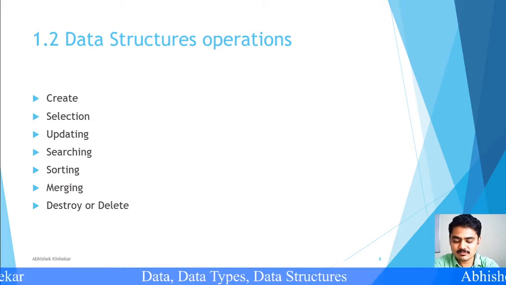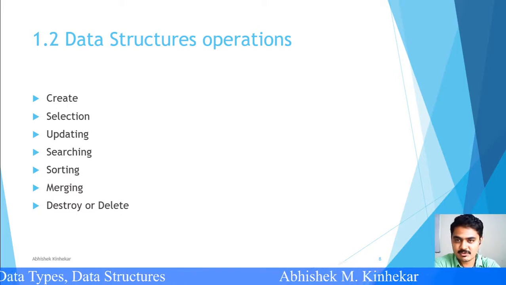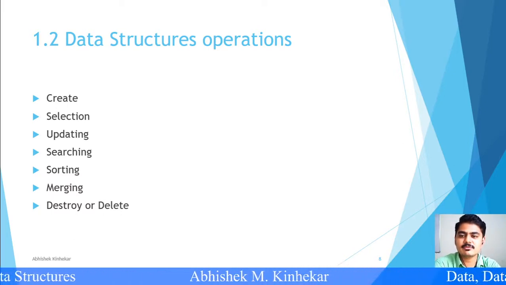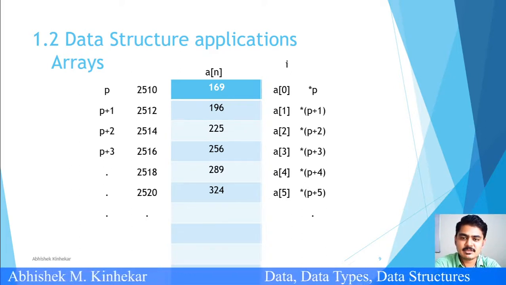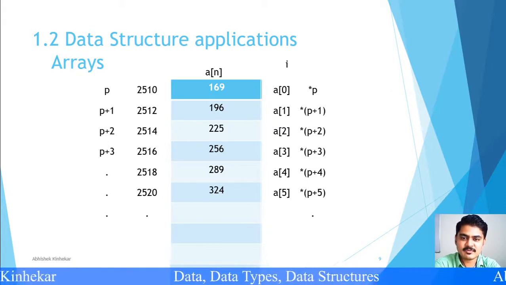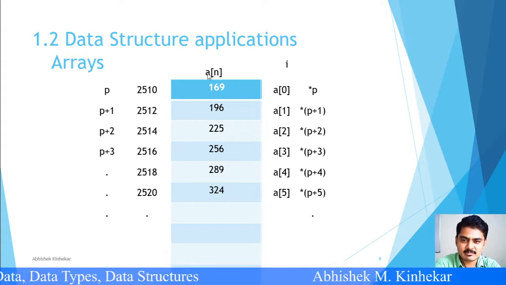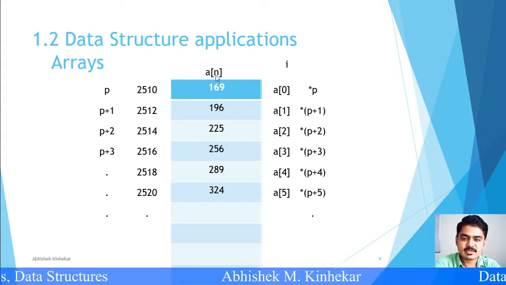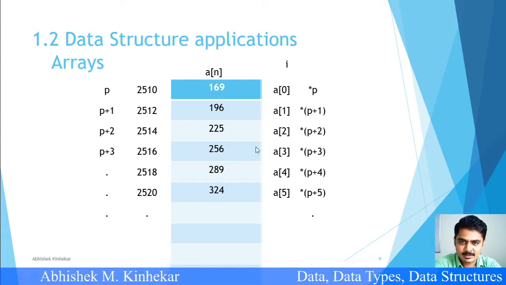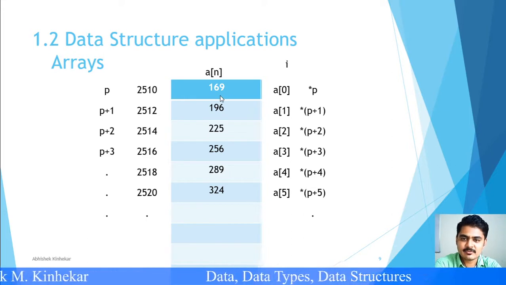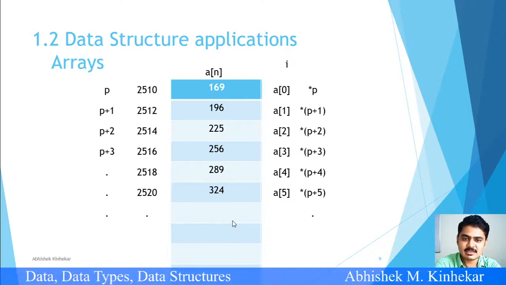Now let us go through the various basic data structures which we are going to study in upcoming units. In upcoming units, we are going to study arrays. We all know what exactly an array is. In this figure, you can see that my array name is A. The size of the array I have assumed as n. So A[n], which is a heading given to your table, is the array name with size n. I have assumed the first few elements in that array: 169, 196, 225, 256, 289 and 324.